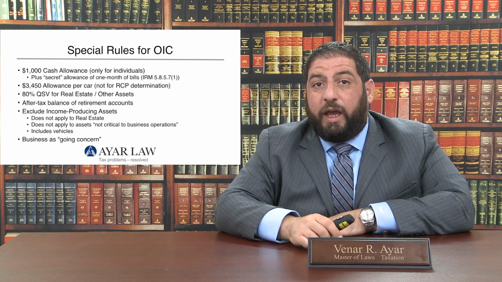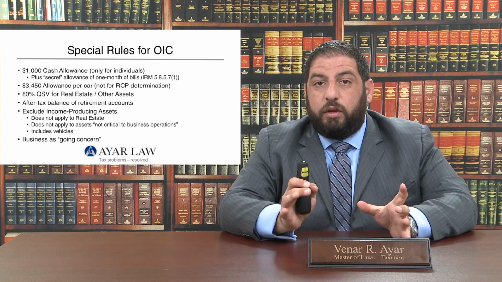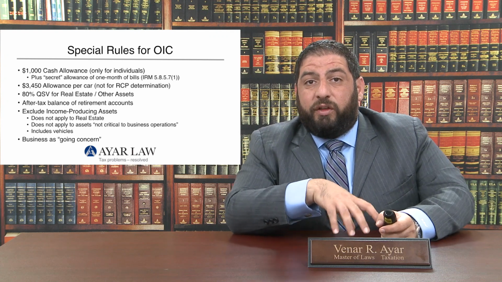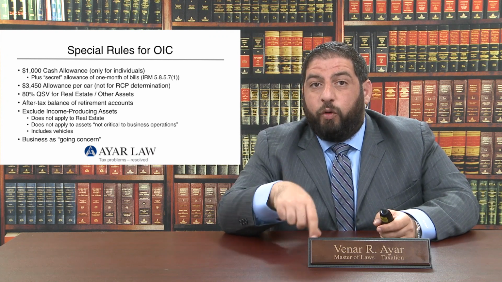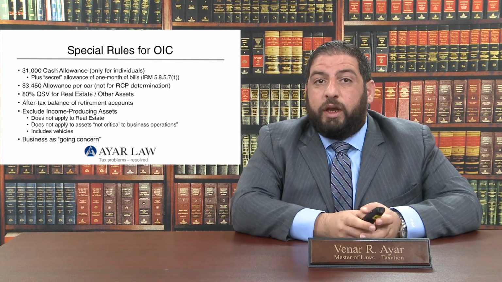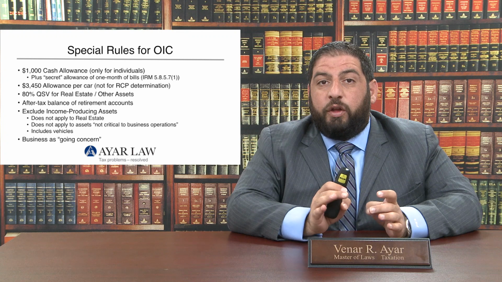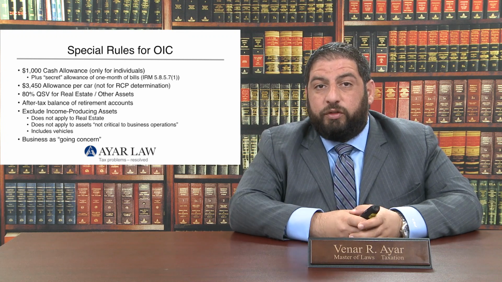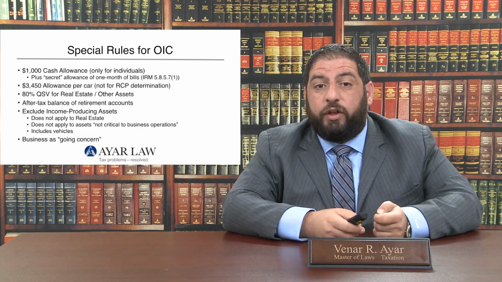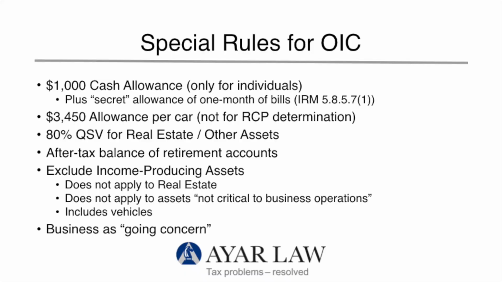Now, when it comes to assets, like I mentioned earlier, when you're doing a 433A or a 433B, there are special versions for OICs, and those special versions are made to accommodate special rules that only apply to financial analysis, asset analysis in the offer and compromise context. The first is there's a $1,000 cash allowance. Whatever you have in the bank account, you get to subtract $1,000 from when you arrive at the net value.